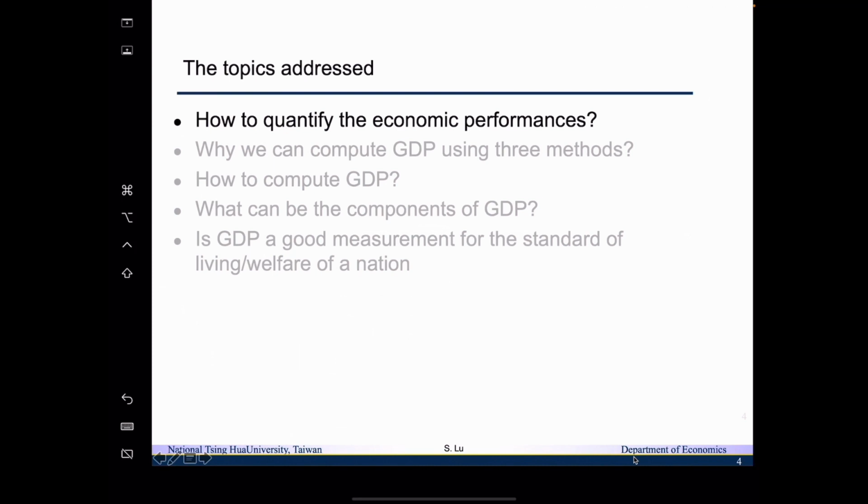We use GDP to describe the performance of a nation. We say that when some countries' income is high and some countries' income is low, we compare the GDP per capita across countries. When we say the economy is growing fast, we compare the GDP for a country across time. Therefore, we focus a lot on GDP. So then, what is GDP?